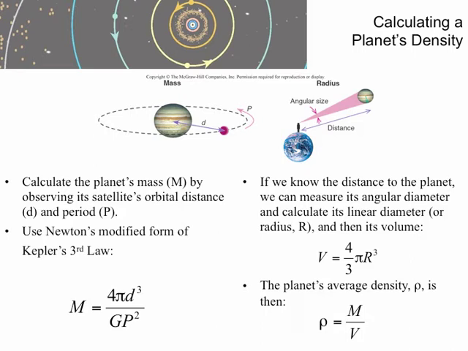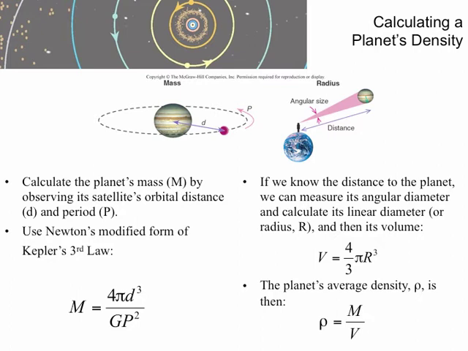Once we know that mass, we take our understanding of the distance again, and instead of using it to calculate the mass, we can use the distance in combination with the angular size that we see to figure out what the radius of the planet is, and knowing its radius allows us to calculate the planet's volume. Thus, having calculated the planet's mass and the planet's volume, we can determine the planet's average density by simply dividing the mass by the volume.